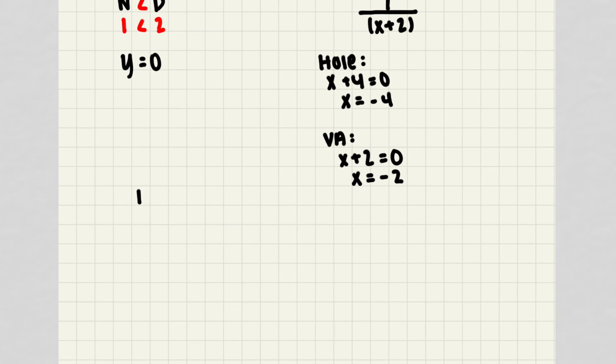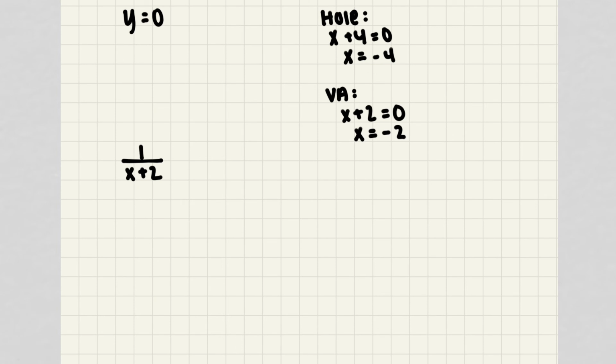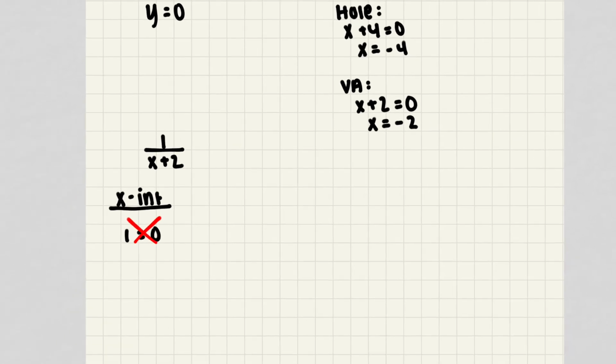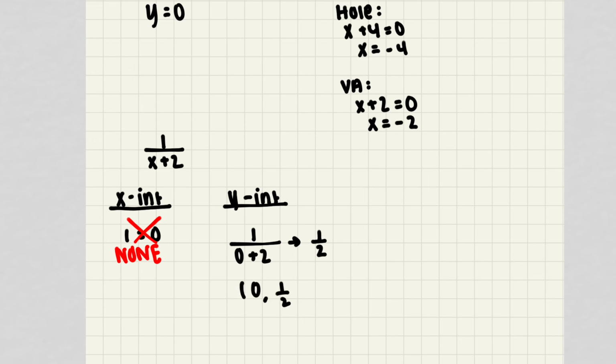Just like last time, I'm going to rewrite that reduced rational expression because I'm now going to find the intercepts. For my x-intercept, remember, we take the numerator, the very top of the fraction, and set it equal to 0. In this situation, though, I have 1 equals 0. This is not a true statement, so there is no x-intercept. For my y-intercept, I'm going to take 0 and plug it in for x. So I have 1 over 0 plus 2, which turns into 1/2. Again, we need to write it as a point. We plugged in 0 for x, and I got 1/2 for y.